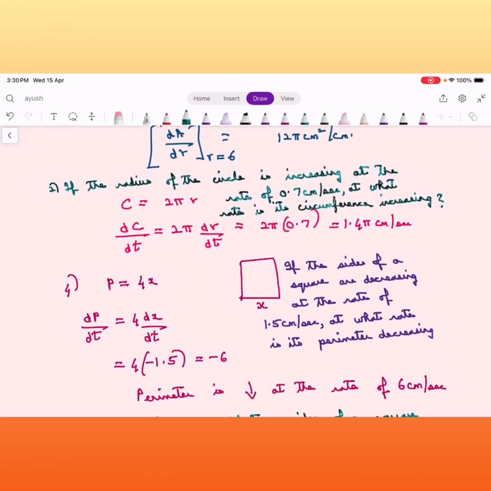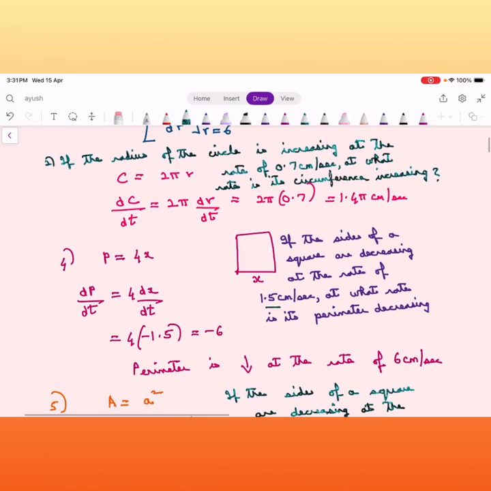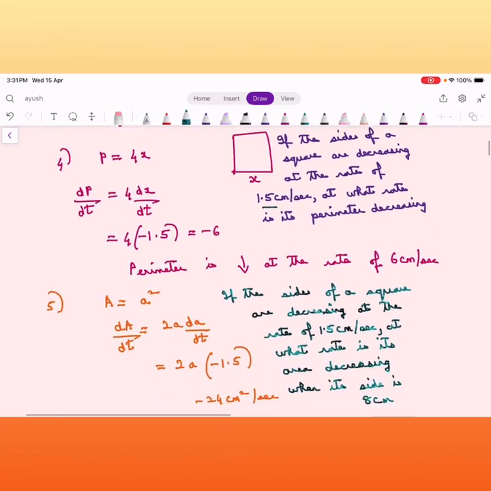Coming to the next question, if the sides of a square are decreasing at the rate of 1.5 centimeter per second, at what rate is its perimeter decreasing? Now, if x is the side of a square, perimeter is given by 4x. So dP by dt is 4 dx by dt. And the sides are decreasing at the rate of 1.5 centimeter per second. So this will be 4 into minus 1.5, that is minus 6. So perimeter is decreasing at the rate of 6 centimeter per second.